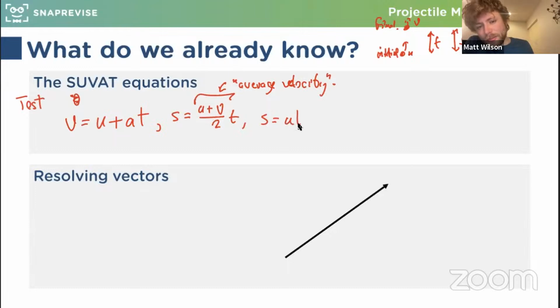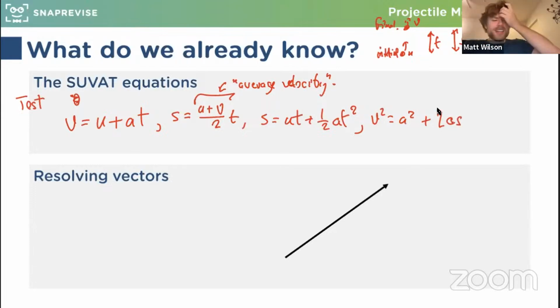Okay, a couple more, which are maybe a bit less intuitive. There's s = ut + ½at². Now, that may not be the most intuitive one, but it is the one that I think gets used the most, so it's definitely worth committing that one to memory. And then there's this one, which is, I think, maybe the hardest one to remember: v² = u² + 2as. At least I used to always forget it.